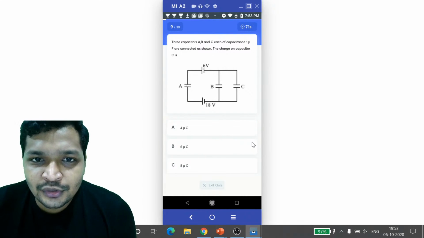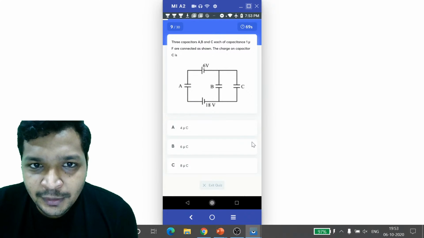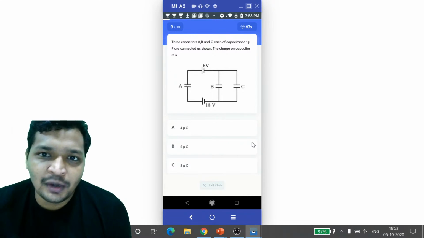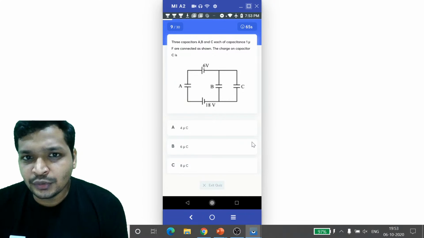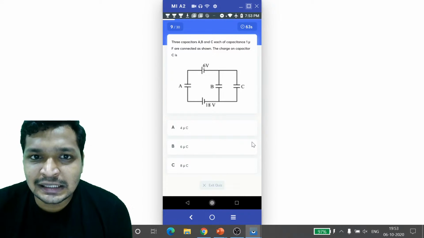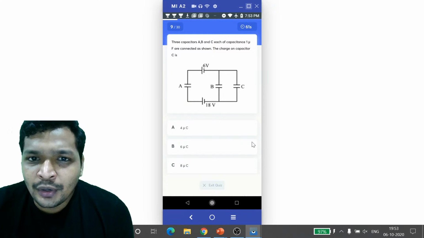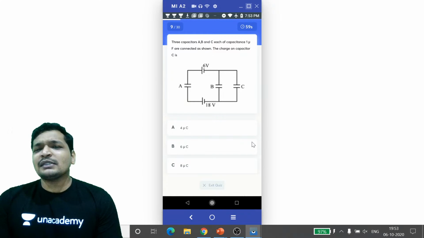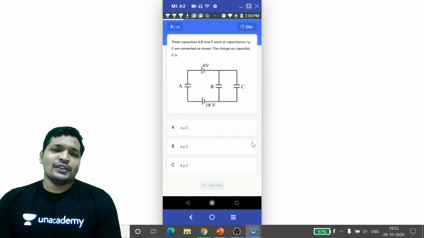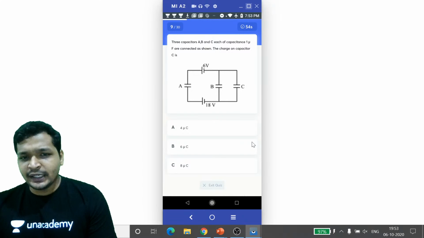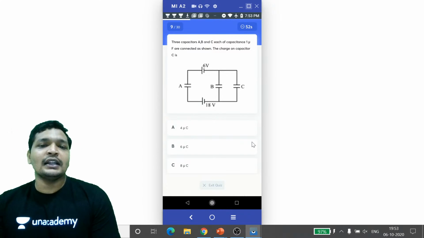I think this is a good question and a very easy question. I think there are two ways to do this question. One is you can go by the typical way. There are three capacitors, each of 1 microfarad, and they are connected as shown. The charge on the capacitor C is how much? Okay, all of them are 1 microfarads. How does it matter? What is C? What is A? What is B? So simply parallel combination 2, and then rest.